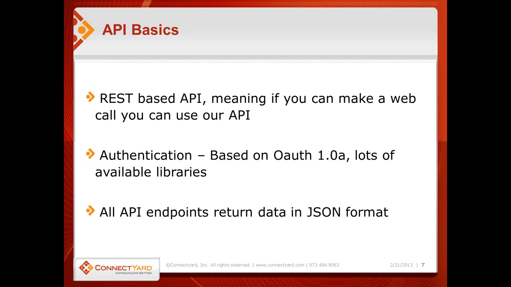Now, all the API endpoints, one final point here, return data in a JSON format. JSON stands for JavaScript Object Notation. It's becoming one of the de facto means of returning data. One of the primary reasons is it's a clean, concise format. It's not as verbose as something like XML.